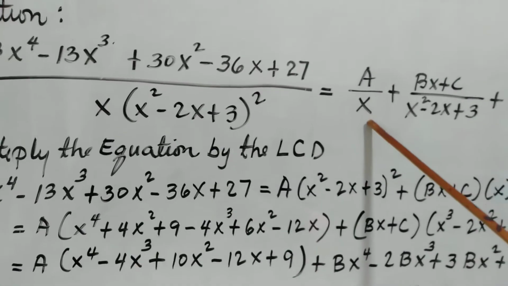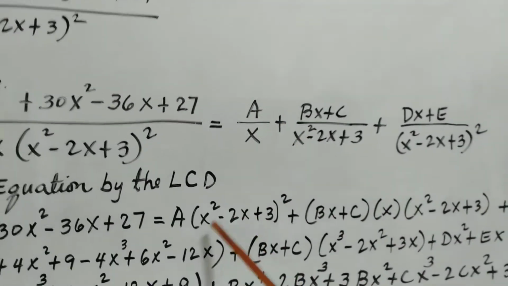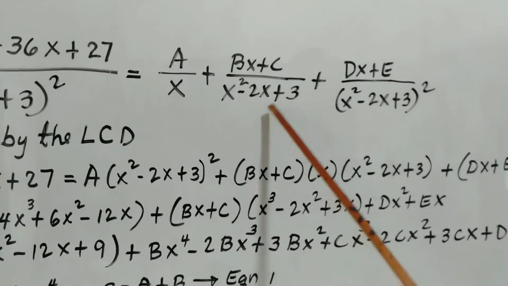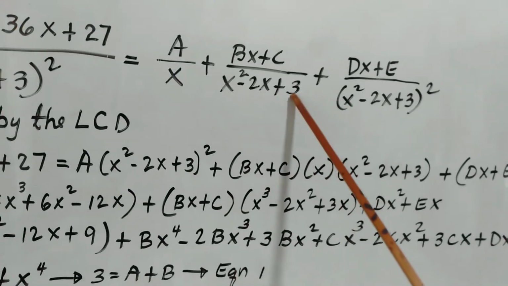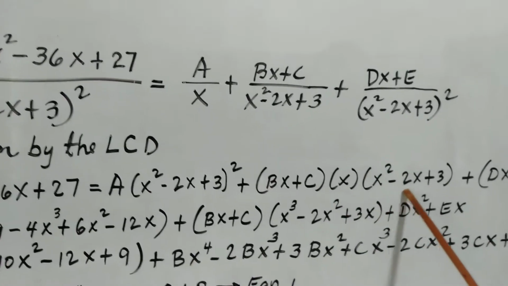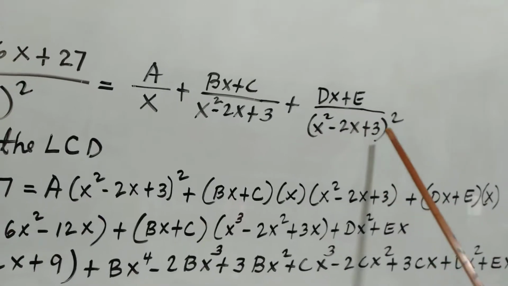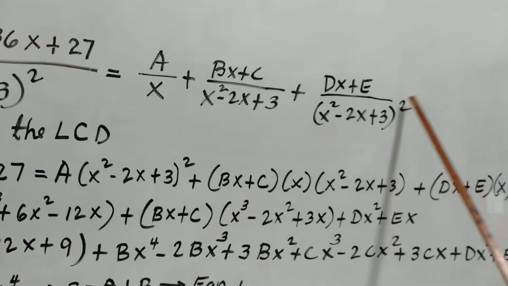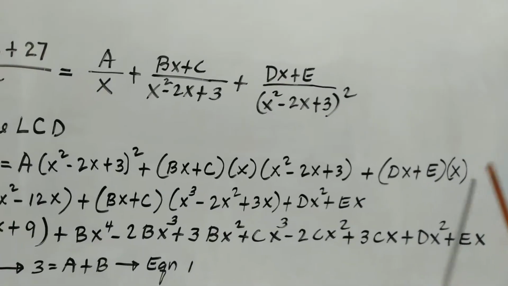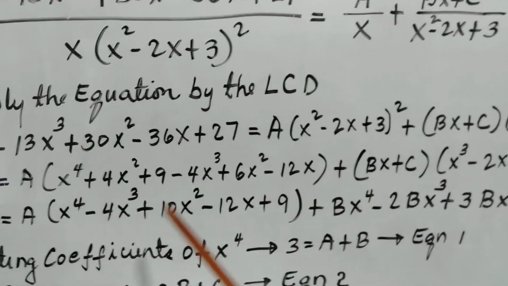Since this one is x, we multiply the numerator A by x squared minus 2x plus 3 quantity squared. And for this one, since the denominator is x squared minus 2x plus 3, we multiply the numerator by x and x squared minus 2x plus 3. And the third one, since we have here x squared minus 2x plus 3 quantity squared, we just cancel it out and multiply this linear expression by x. So we expand the right side of the equation.